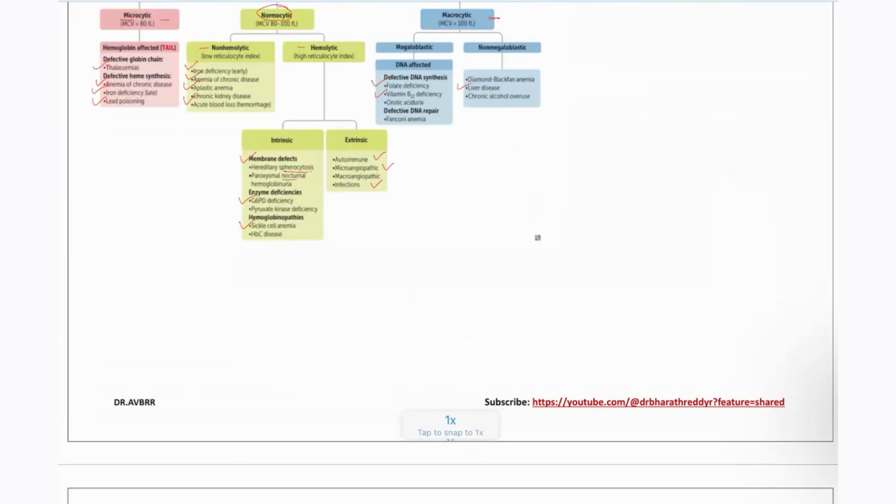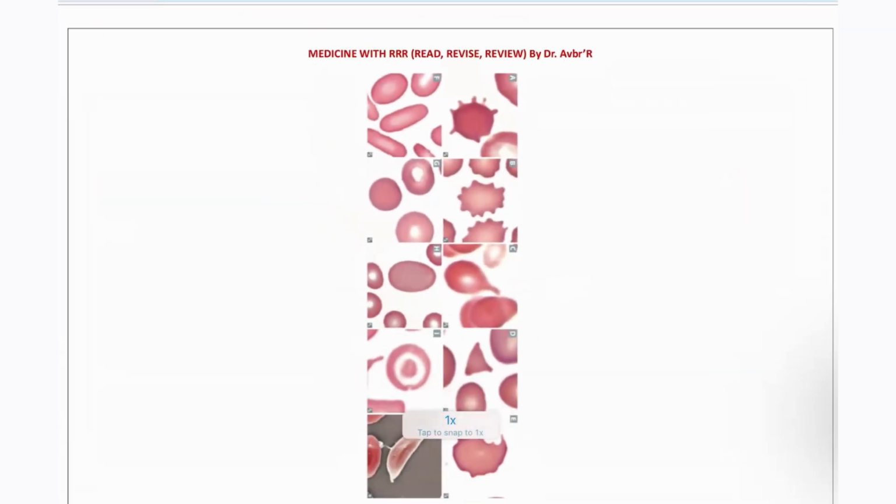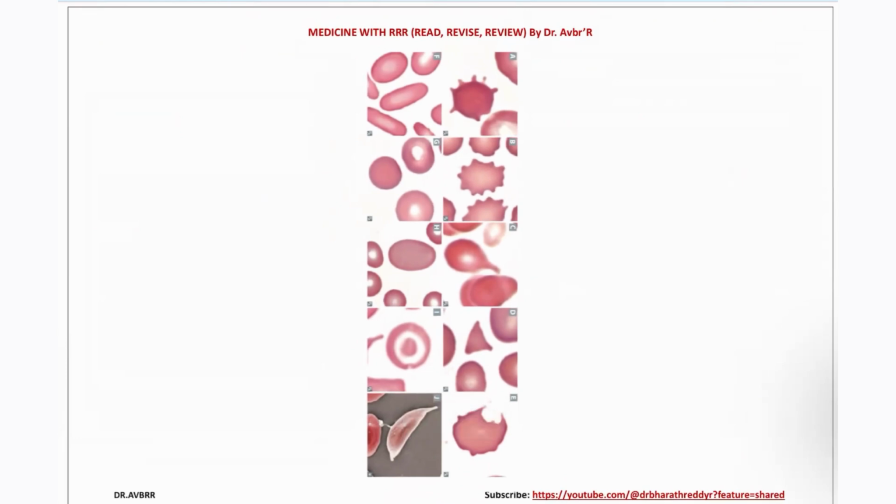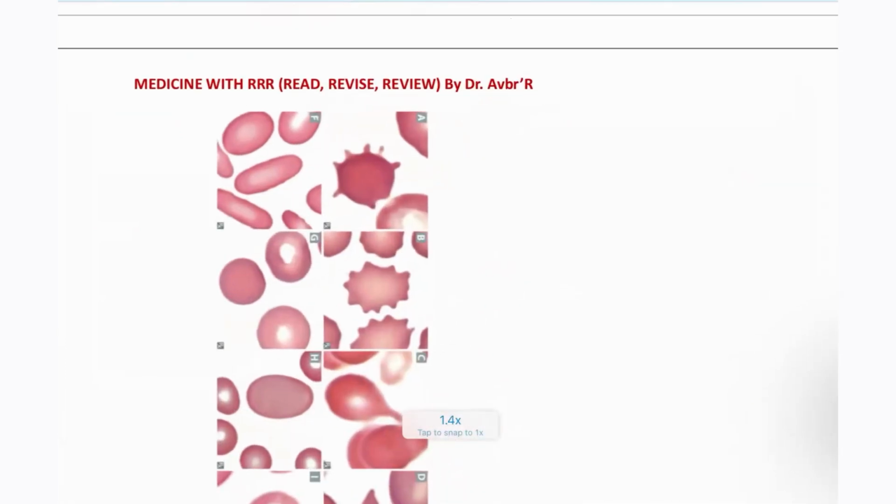Next, here in this slide, you can see the pictures. Let's go through them one by one. So first, here you can see these cells are known as acanthocytes. These cells are known as acanthocytes. Seen in which condition, guys? Liver disease. Okay, commonly seen in liver disease patients.